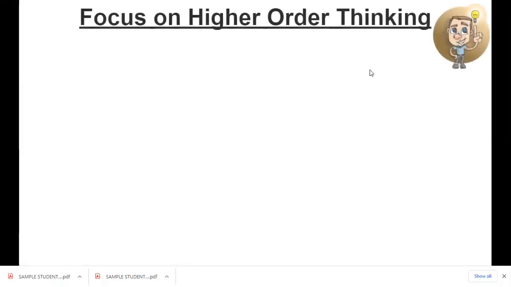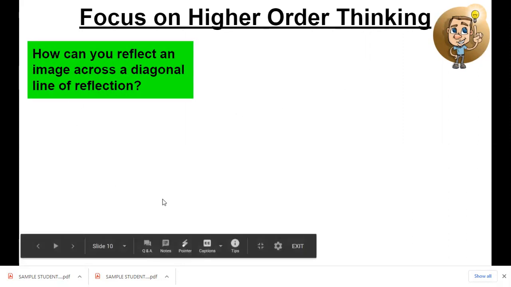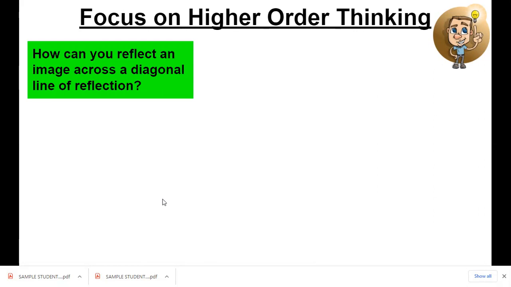Okay. So hold on to your hats. We're going to do a little higher order thinking here. And this is stuff you're going to get into more when you get into high school. But I wanted you to think about it a little bit. So we reflected over the x-axis and the y-axis, right? Those were straight lines, either horizontal or vertical. How can you reflect an image across a diagonal line of reflection? Can you do that? Is there such a thing?